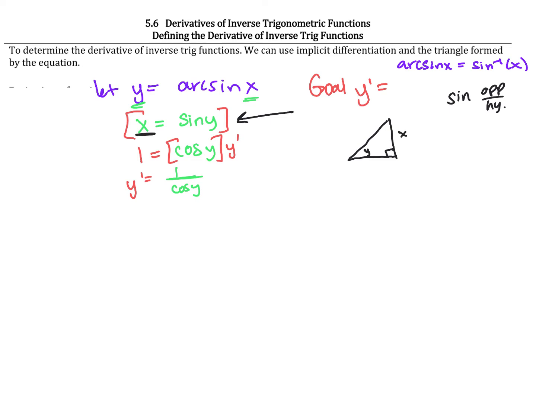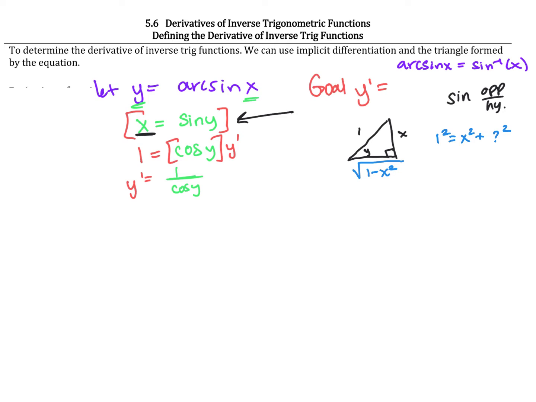So opposite could be x, hypotenuse could be 1, because if I take the sine of that, sine of y would be opposite over hypotenuse, which would be x over 1, which is just x. So this triangle that we have created here makes this statement true. If sine of y is x, then y is my angle, opposite is x, and hypotenuse is 1. And how do we find the missing side of that triangle? We just do the Pythagorean Theorem, right? 1 squared equals x squared plus that missing side squared. So if I solve for that missing side, I get the square root of 1 minus x squared.